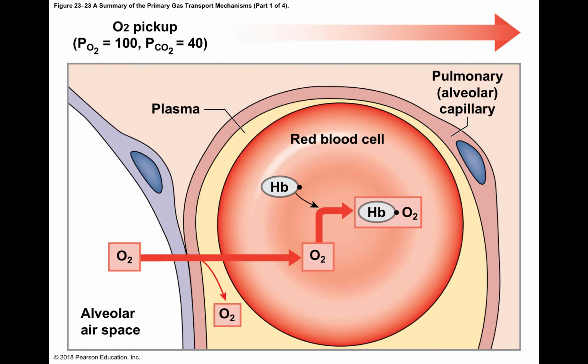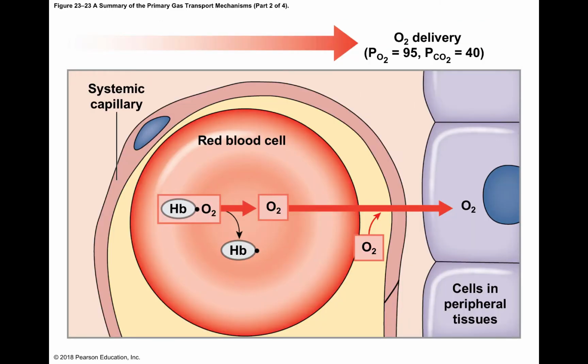Each one has four heme groups that can each carry one oxygen. So each red blood cell can carry about a million oxygen molecules, right? Well, as long as it's bound to hemoglobin, the oxygen will not be released. It'll stay in the hemoglobin, locked into the hemoglobin.